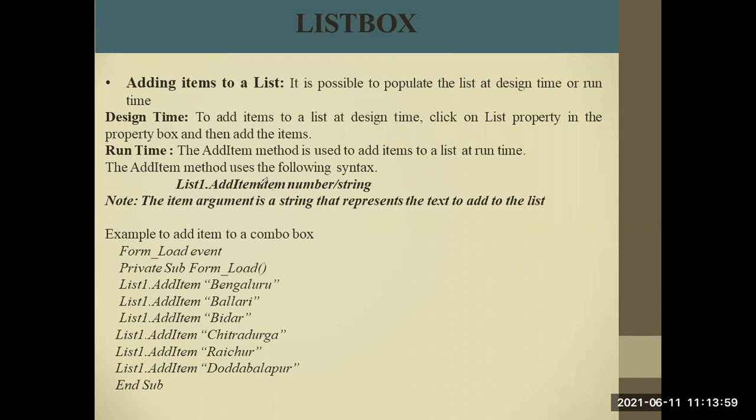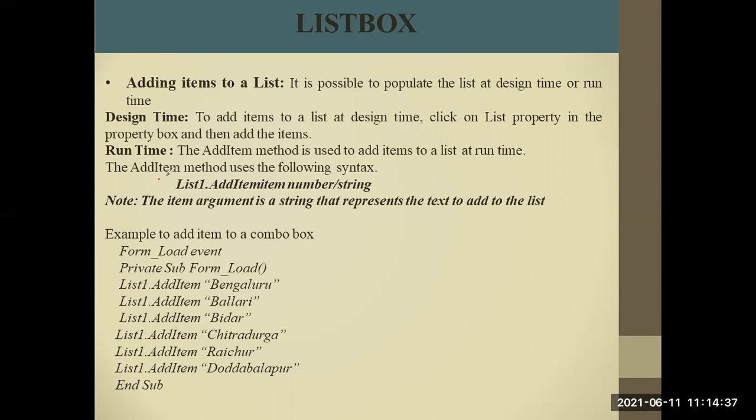Simply go to the property window of the particular list, then click on the properties. There will be an option called add item, which calls a function that allows you to add an item to the list. Similarly, we can add an item at runtime. The add item method is used to add an item to the list at runtime.